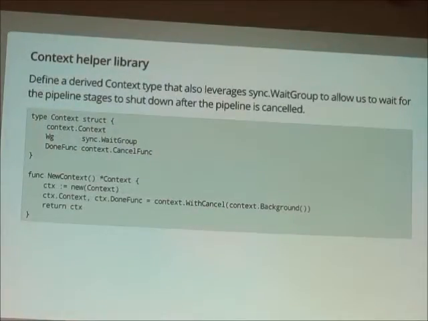So, because we want a few more functions, we typically create a derived context type that also stores the done function and has a wait group associated with it, to allow us to wait for pipeline stages to shut down after the pipeline is canceled. And then we have a function that instantiates one. It does the stuff that we saw in the previous slide.